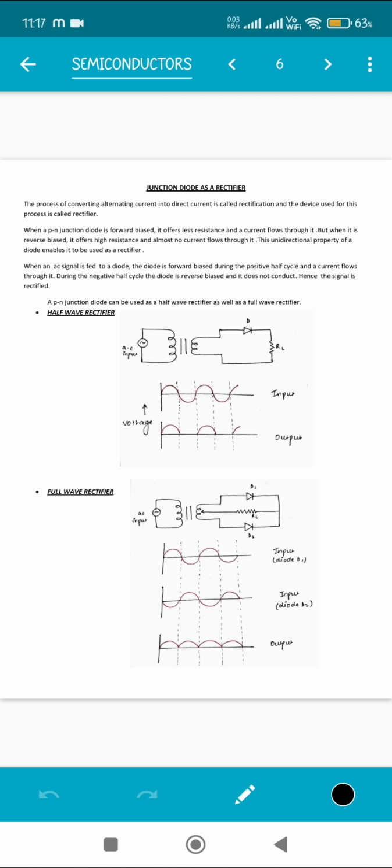When a PN junction diode is forward biased, it offers less resistance and current flows through it. We have just seen that. But when it is reverse biased, it offers high resistance and almost no current flows through it. So in the forward bias, the current will be quite sufficient, but in the reverse bias, the current is almost close to negligible, right? So because of this, what do we see? In the forward bias, the semiconductor will conduct. In the reverse bias, the PN junction diode will not conduct. That means there is a unidirectional property.